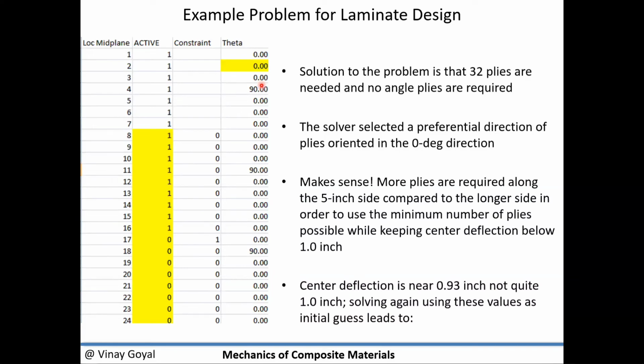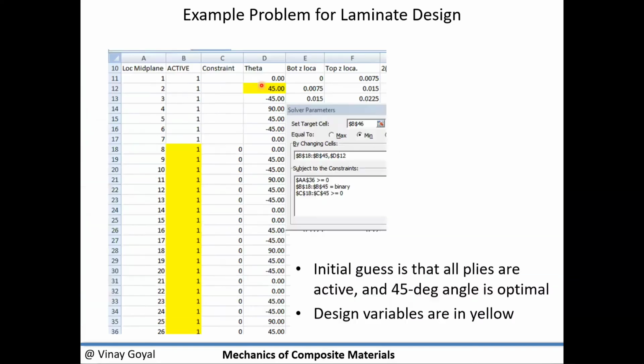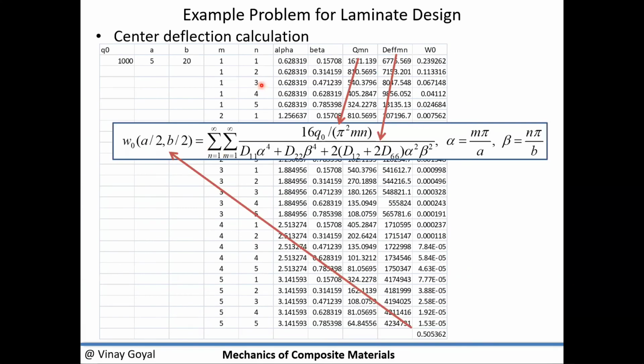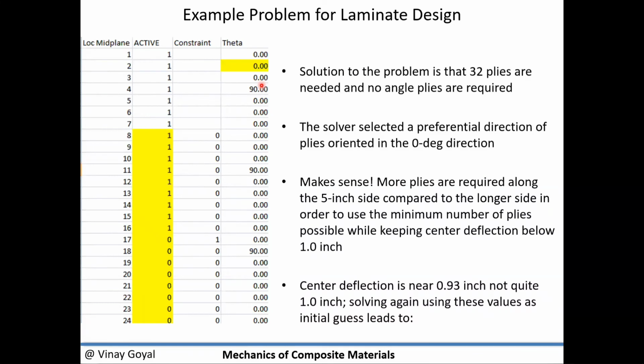Think about this rectangle, 5 by 20, has a distributed load of 1,000 psi. So does it make sense that the ply should be in a 0 degree orientation? And I think what you're going to find is, yes, it makes sense. More plies are required along the 5 inch side compared to the longer side in order for us to get a minimum number of plies. So if you think about it, if you buy an IKEA bed with those slats, and if you're to lay on the bed, you want those slats to be oriented so that it's along the short edge of the bed, so it can take the load more uniformly.